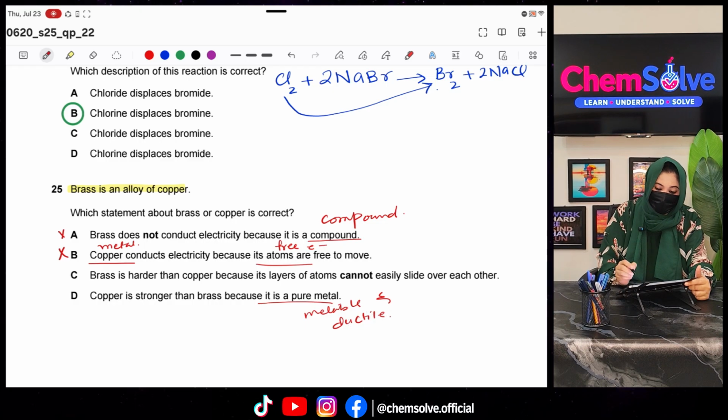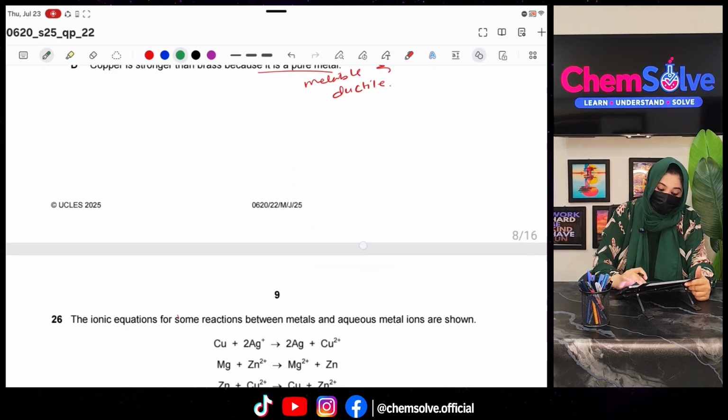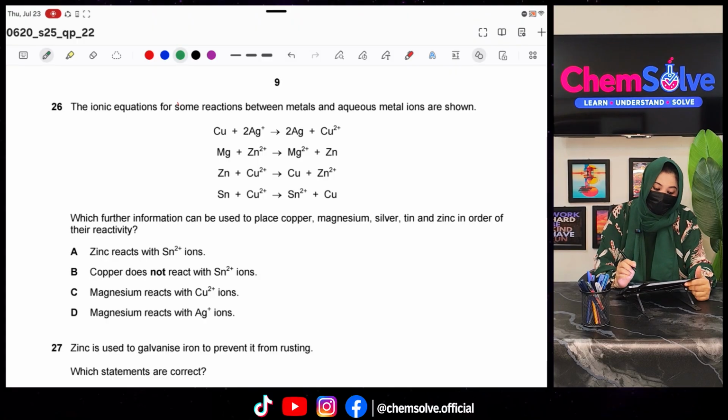They are not as hard. So for question number 25, the correct option is C. Okay, question number 26.